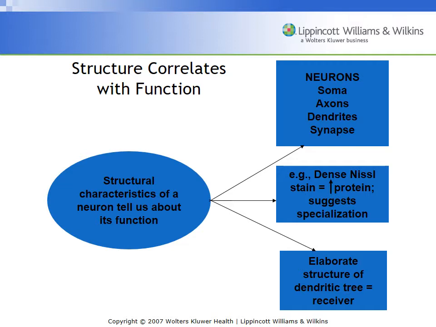For example, Nissl stain, or a larger level of Nissl staining, means increased protein, which suggests specialization of some kind. The elaborate multi-branched structure of dendrites hints at their function of receiving many signals from many different regions of the brain from many different cells.